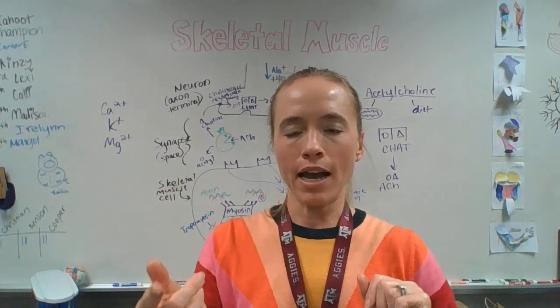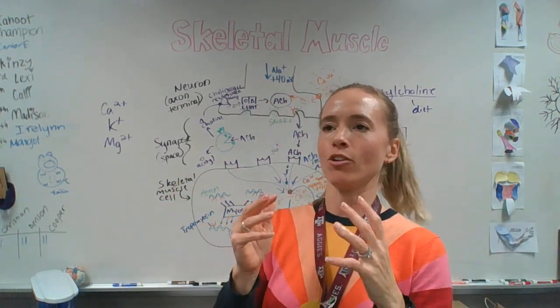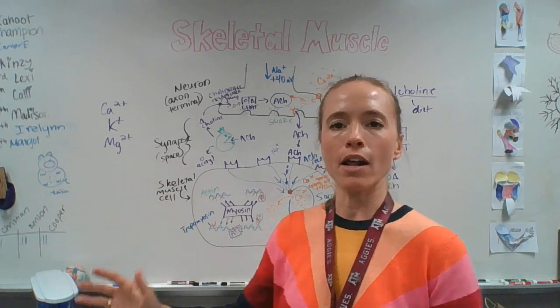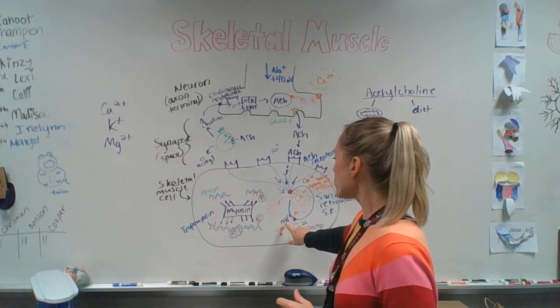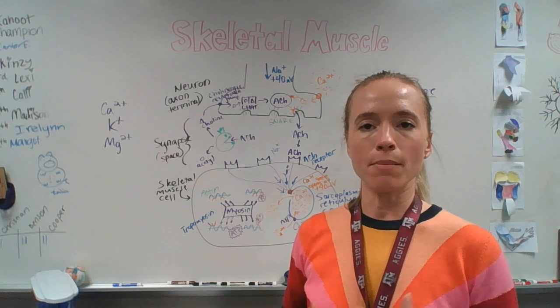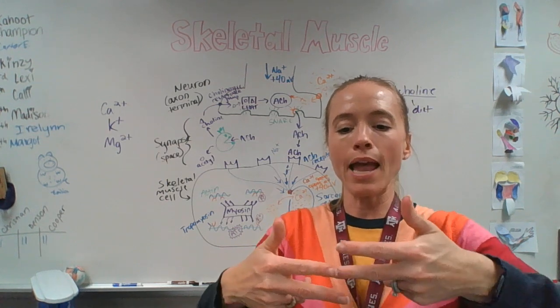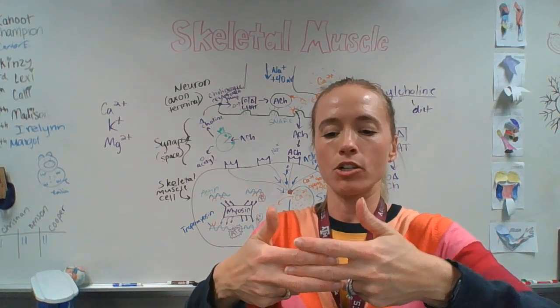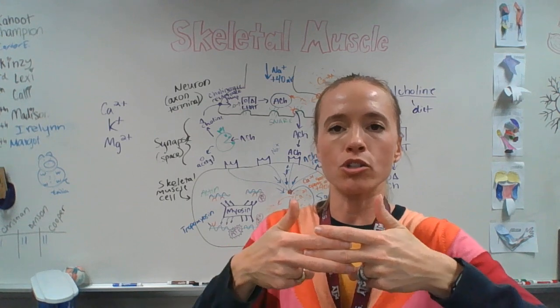Now, if you're working out and you don't have enough ATP, let's say you're doing a really long run and you run out of ATP, then your body's not going to be able to pump the calcium back in, so it's going to stay bound, so the muscle stays contracted, and that's what causes cramps.